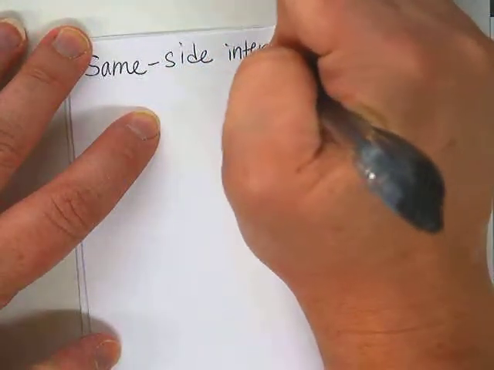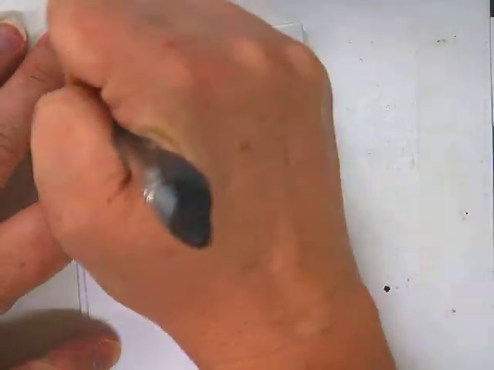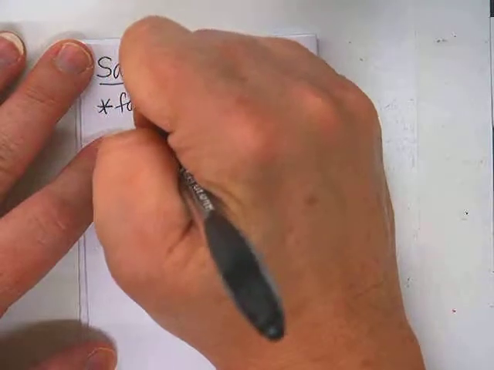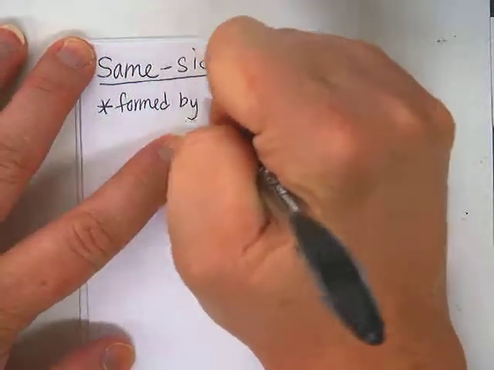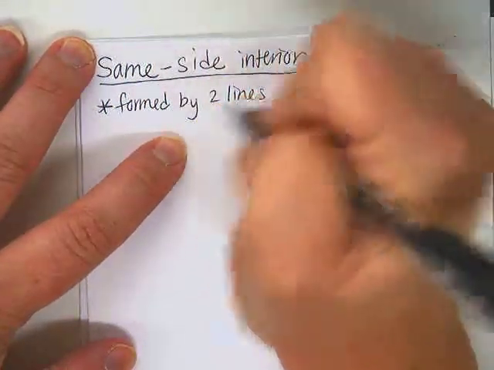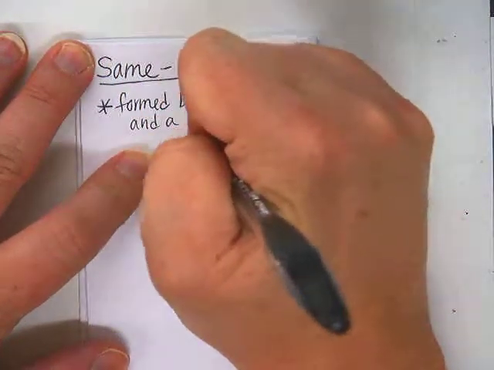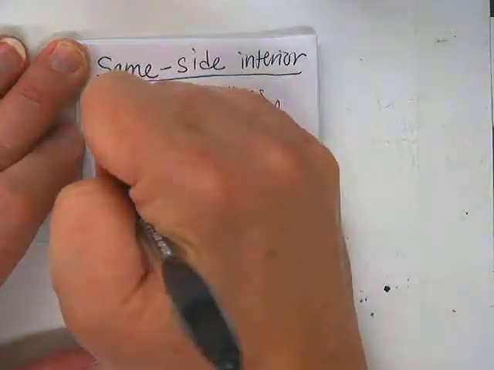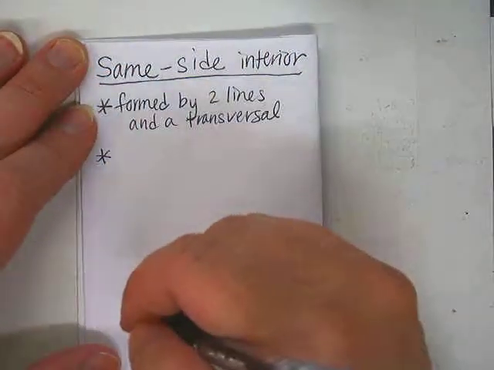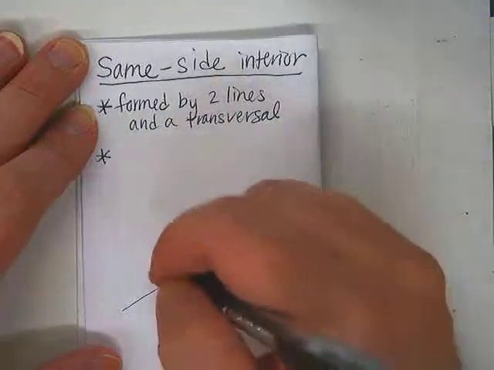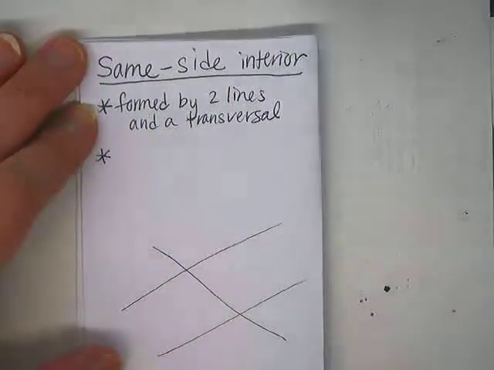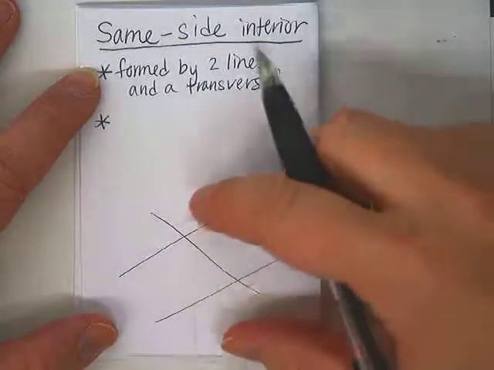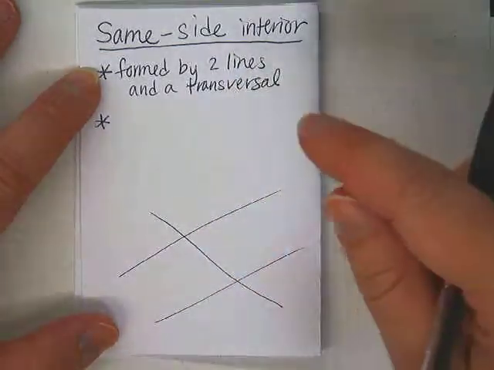The last one we're learning about is called same side interior. Again, they're formed the same way, formed by two lines and a transversal. And there's something else we'll learn about them in a second. I actually just said it, gave it away, but we'll get to that point.